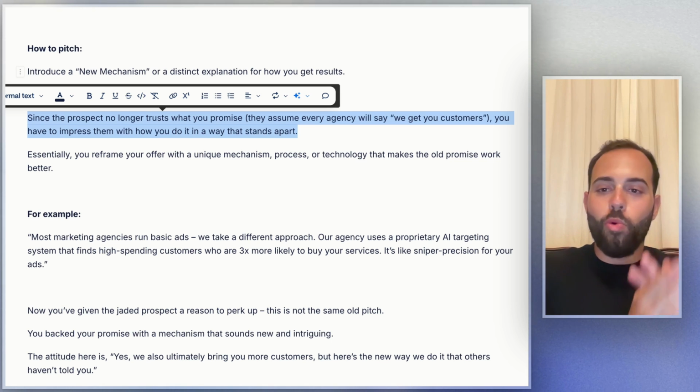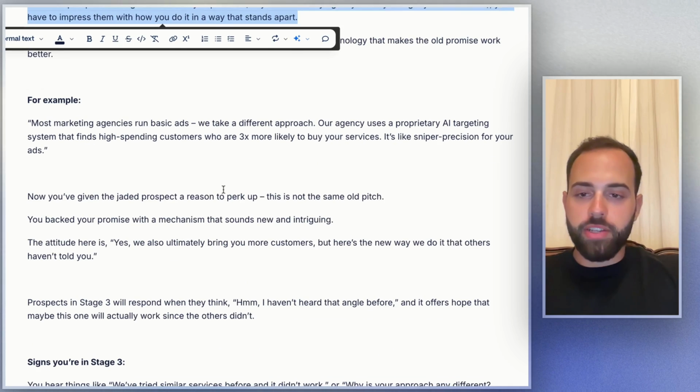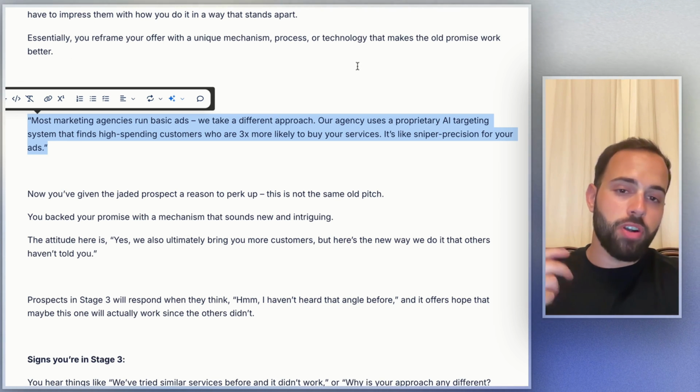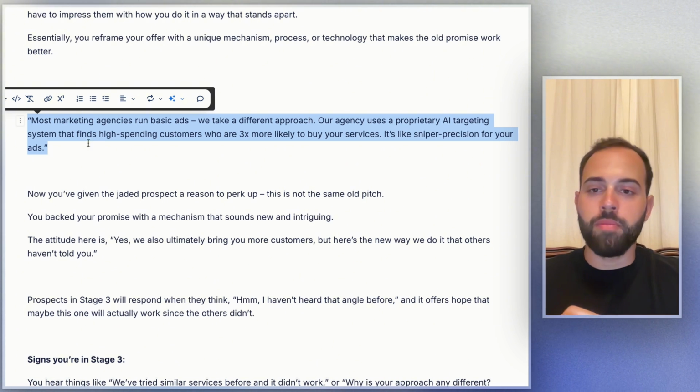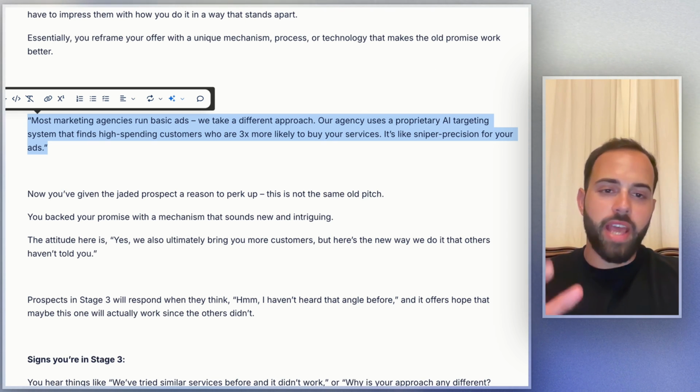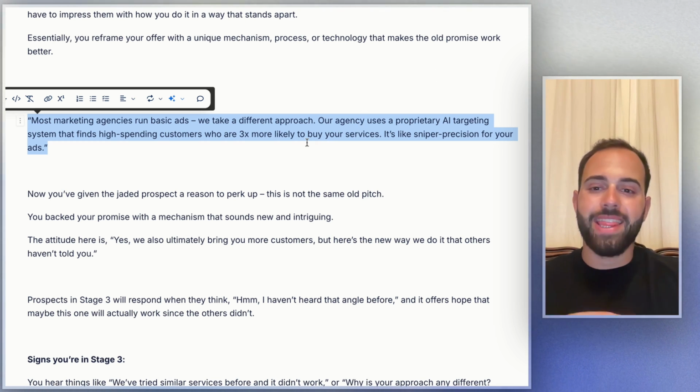So, you need to reframe your offer with a unique mechanism, a process, a new technology that makes the old promise work better. For example, most marketing agencies run basic ads. We take a different approach. Our agency uses a proprietary AI targeting system that finds high spending customers who are 3x more likely to buy your services. It's like sniper precision for your ads. Don't just take the copy word for word here, but you get the idea.